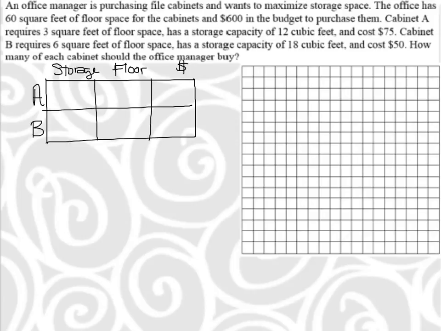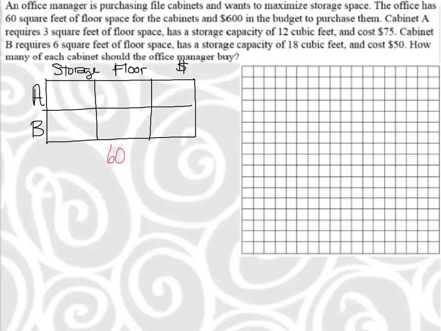Okay, so on this one, we are purchasing some file cabinets, and there are file cabinets type A and some that are type B. They hold different amounts, so their storage capacity is different, but they also take up different amounts of floor space, plus they cost different amounts. There was so much information there, I just made up a chart of everything, and then let's start filling it in. It says the office has 60 square feet of floor space for the cabinets. That's a grand total. That's going to be one of my constraints because I'm limited by floor space. So my total on floor space is going to be 60.